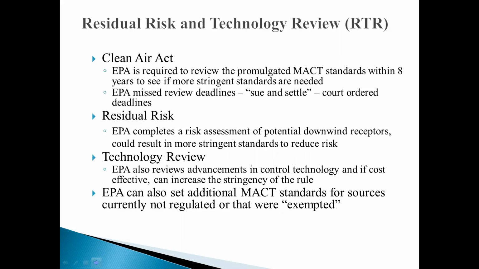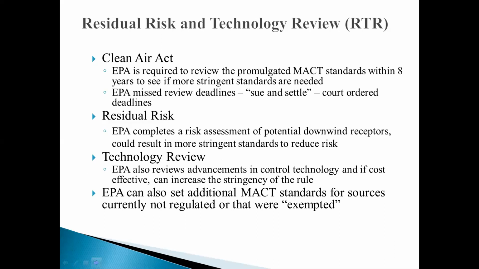So let's talk about what residual risk is. It is the first step that EPA will take to review these standards. They do a risk assessment of potential downwind receptors, or neighbors to a factory. They look to see if the HAPs used in that facility, be it the coatings being used in that facility, are impacting the neighbors downwind.